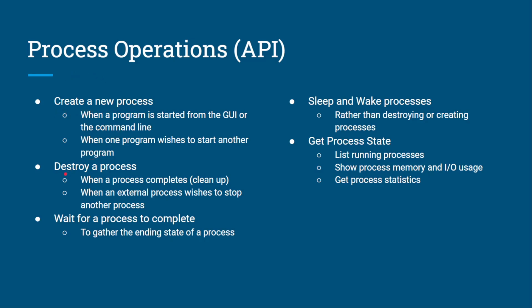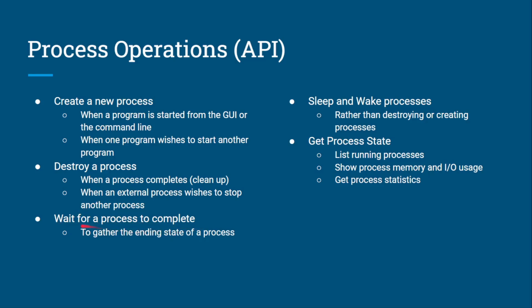Now, the second API is the destroy a process API. There are two ways to do this. You can have a process wish to terminate. When a process has come to the end of its operations, it will call an API that will basically say, I'm done, you can clean up the memory, I don't need it anymore. So that is a way to destroy a process. A second way to destroy a process is for an external process to stop another process, and there's an API for that as well.